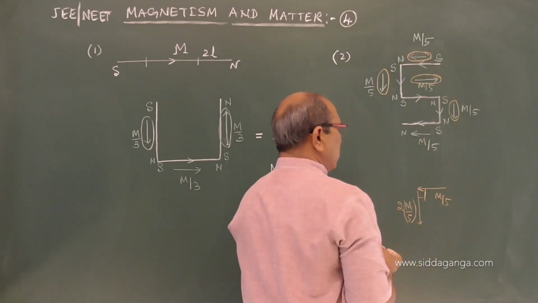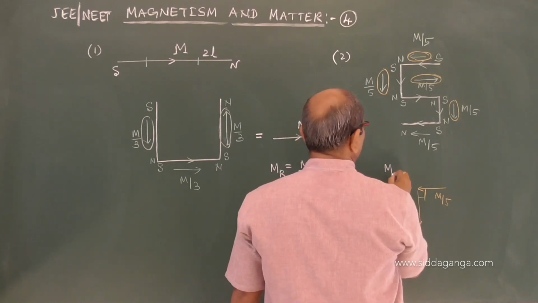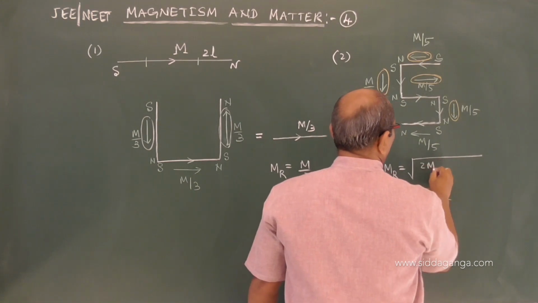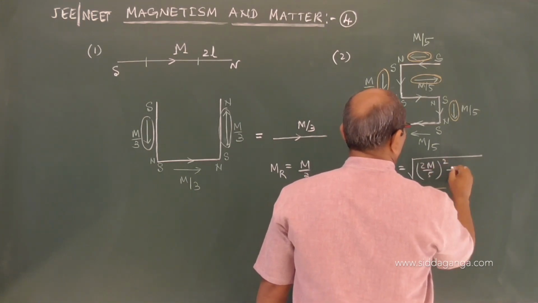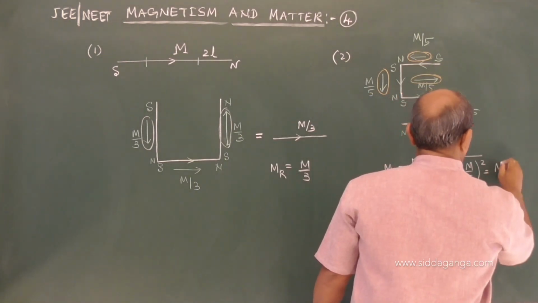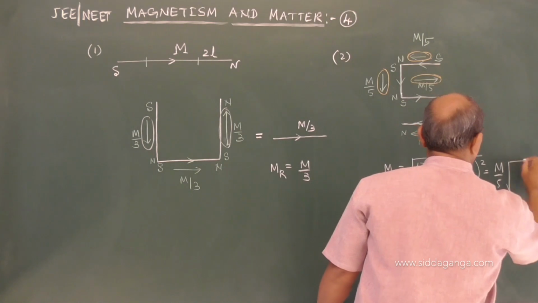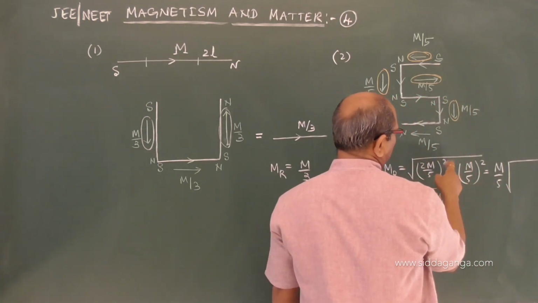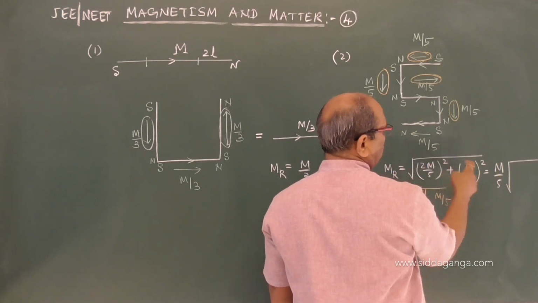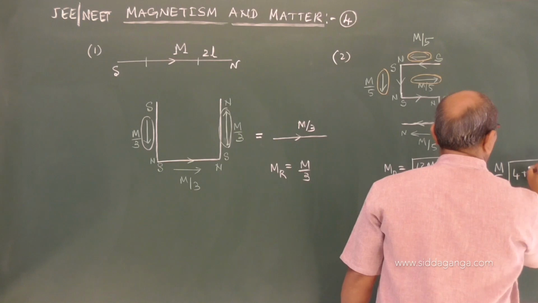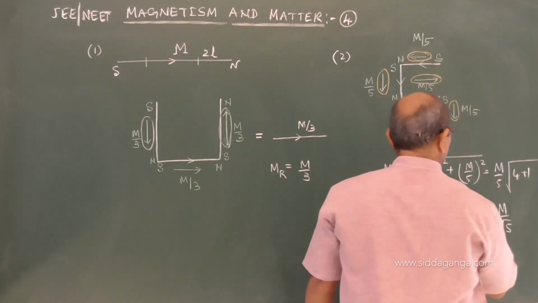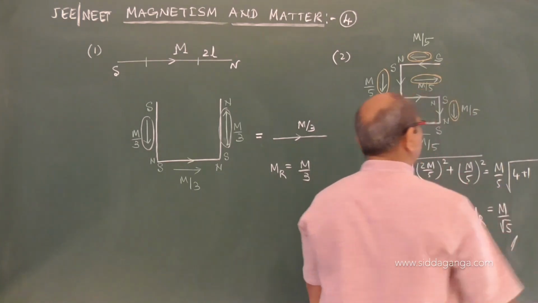The angle between them is 90 degrees. Therefore, the resultant moment is the root of 2m by 5 whole square plus m by 5 whole square. You can bring the m by 5 out and take the square root. When I bring m by 5 out, here 2 square is 4, 4 plus 1 becomes 5, so the answer is m by root 5. That is the resultant moment.